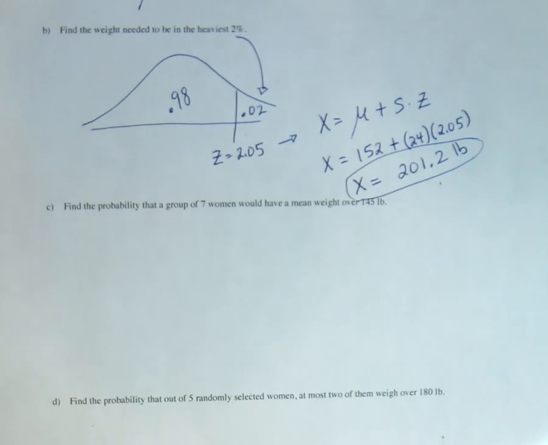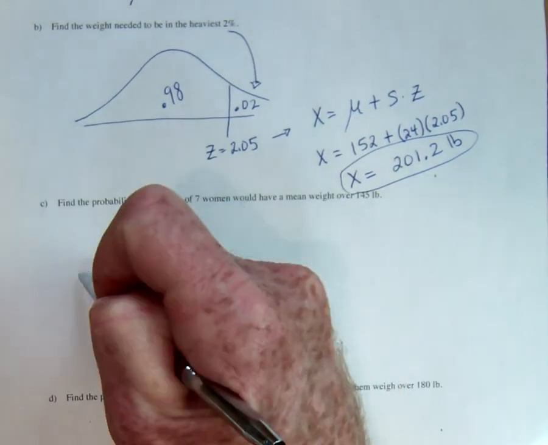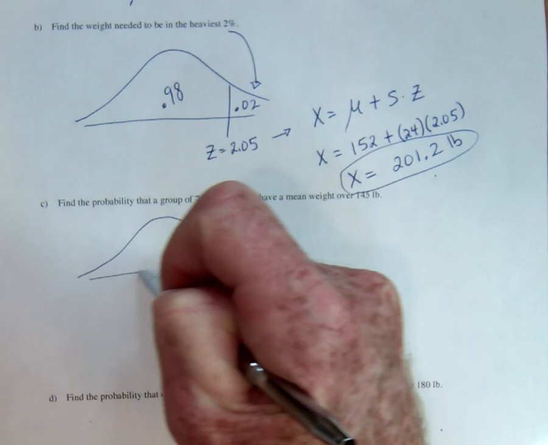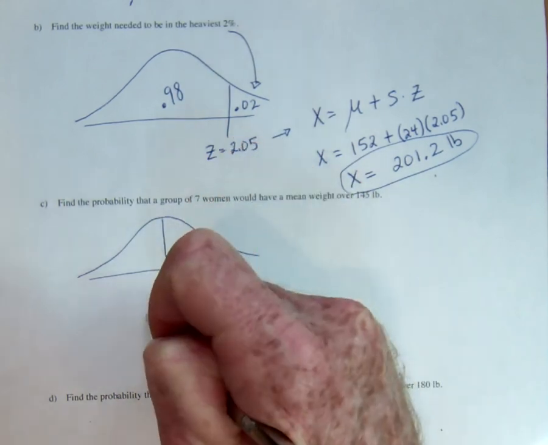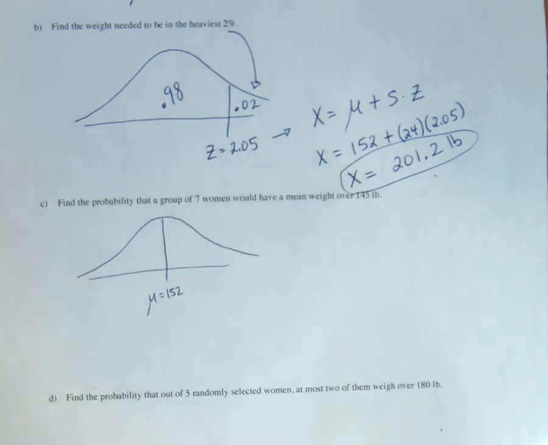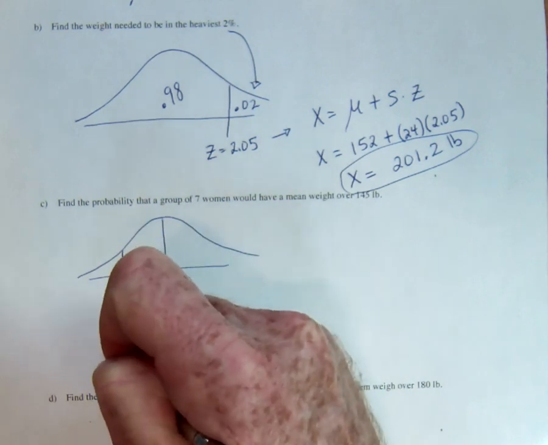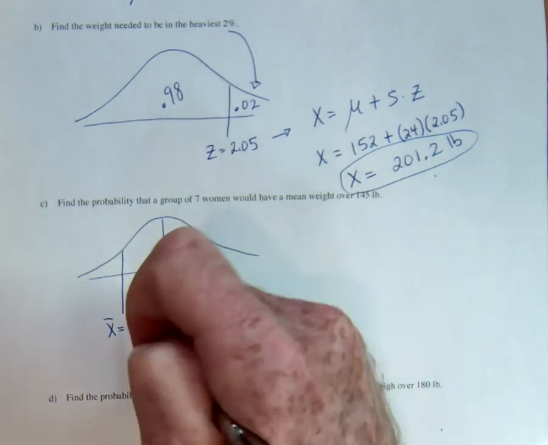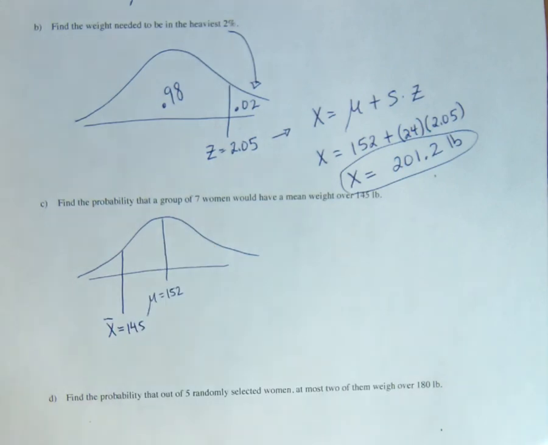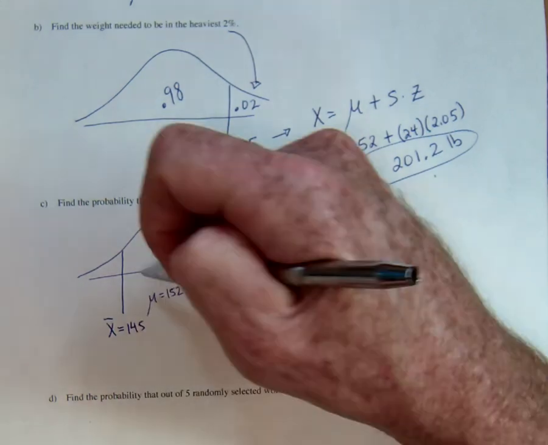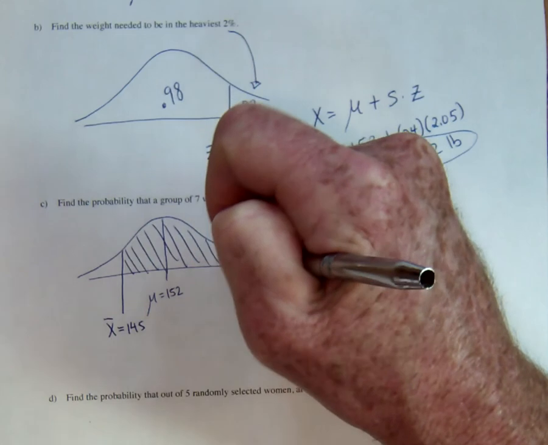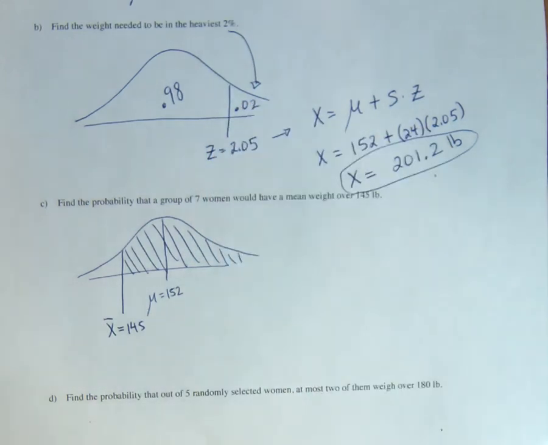Okay, next, there's going to be a group of 7 women. So the idea is the same as the first one. You say in the middle is the mean, which equals 152. Now they're going to weigh over 145. So 145 would be right here, but it's not one woman, it's an average. So it's going to be X bar equals 145. And then over would mean all of this. So it's going to be an answer that's something like 70, 80, 90%, because it's the majority of the picture.